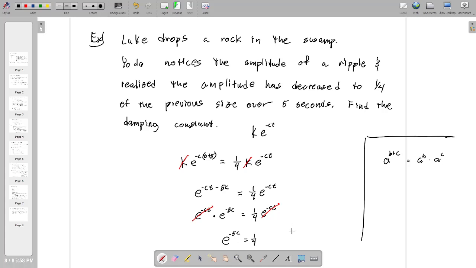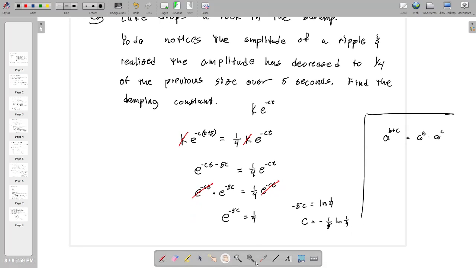Take the ln of both sides, and we have negative 5c is equal to ln of 1/4. Divide by negative 5, and we have c is equal to negative 1/5 ln 1/4. Now you might look at this and say, well, look at your c, it's negative. It's not. ln of 1/4 is actually negative as well. So negative 1/5 times a negative value will give me a positive value.